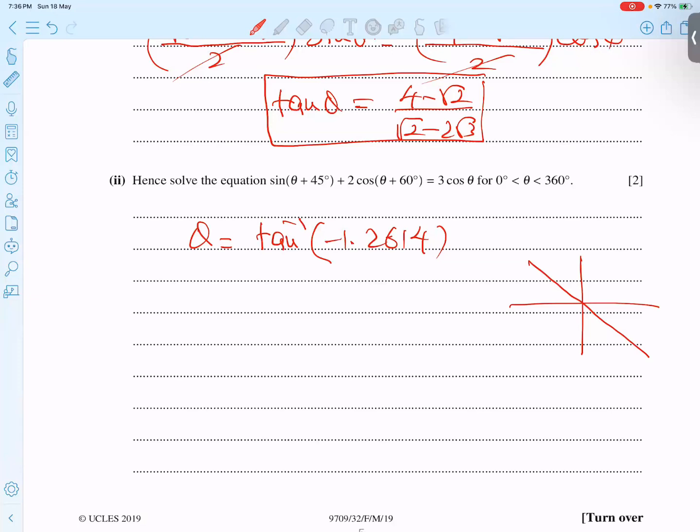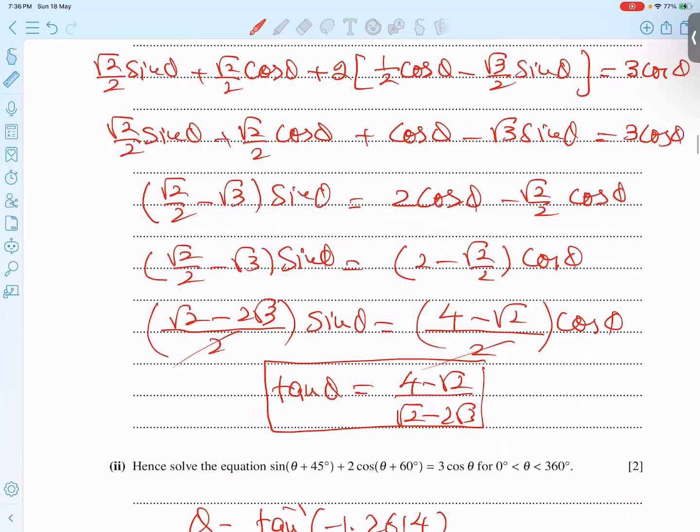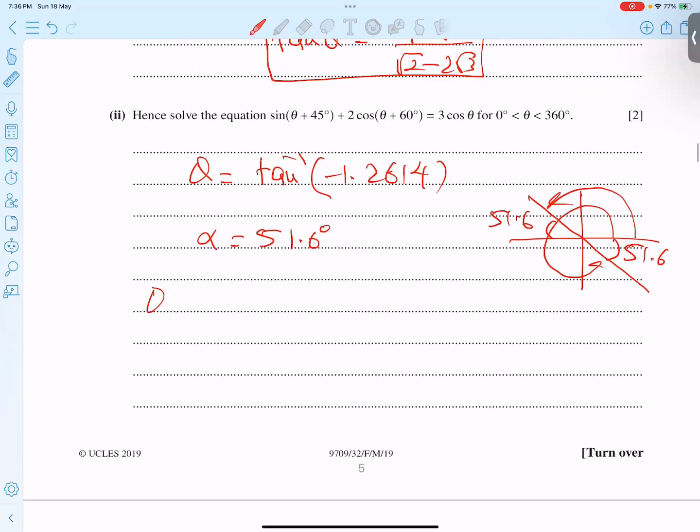So when I type in the calculator, I'm getting alpha is equal to 51.6 degrees. So my first answer is this, and my second answer is this. But the interesting part is we have theta. So theta is equal to 180 minus 51.6 and 360 minus 51.6.